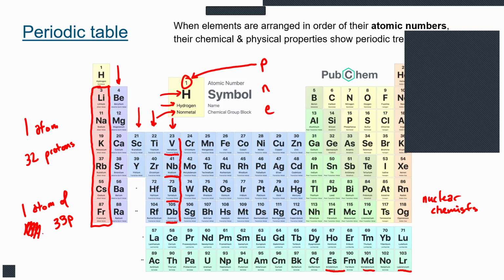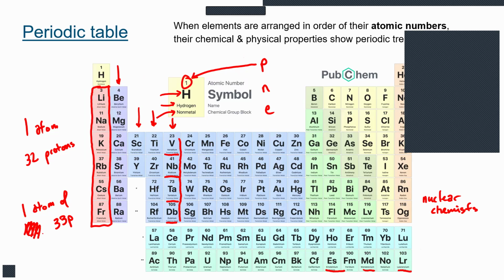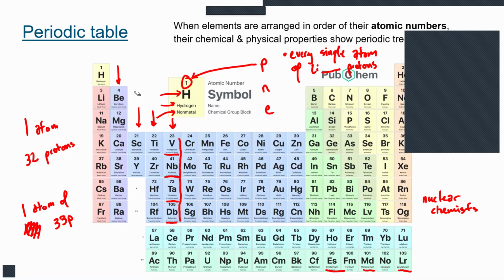So whenever you talk about an atom with X many protons, the number of protons is never going to change if you're talking about the same element. So what I mean by that is every single atom of, let's go with Li, has how many protons? Add that to the chat. 3. Perfect.